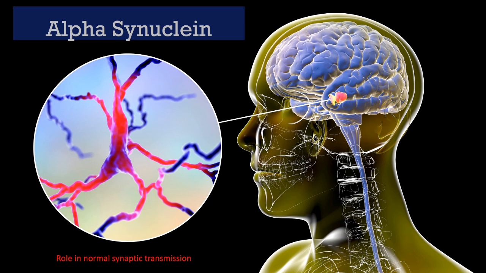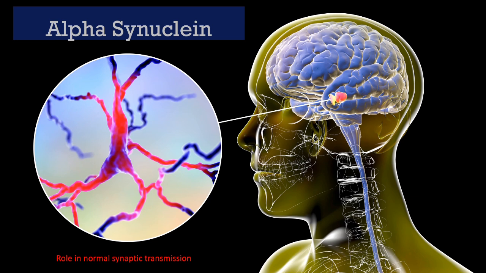Normal function of alpha-synuclein. 1.1 Synaptic function. Alpha-synuclein is involved in the regulation of neurotransmitter release and synaptic vesicle dynamics. It plays a role in the assembly of the SNARE (soluble N-ethylmaleimide-sensitive factor attachment protein receptor) complex, which is essential for synaptic vesicle fusion and neurotransmitter release.